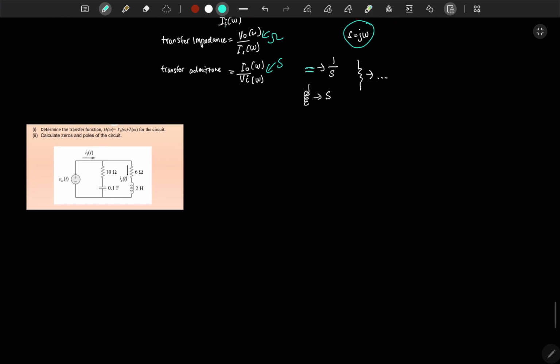Now we have this question here. It says to determine the transfer function for V over I, which is R in this circuit. It means that we need to calculate the total impedance. So transfer impedance means the total impedance. The total impedance is the sum of these, and now this part is in parallel.